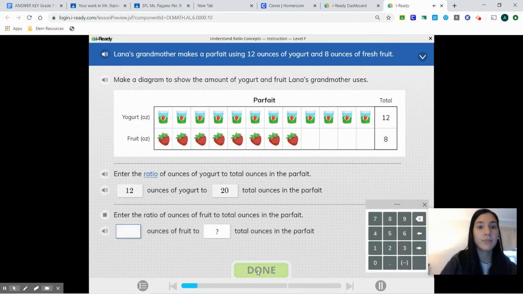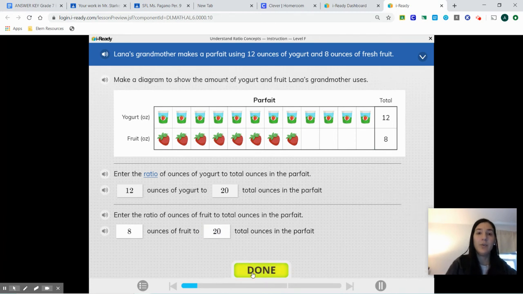Enter the ratio of ounces of fruit to total ounces in the parfait. So again, we have 8 ounces of fruit in the parfait, and then total, we add the 2 together, and that gave us 20. So this one's going to be 8 to 20. Great work. These ratios compare one ingredient to the total amount in both ingredients.